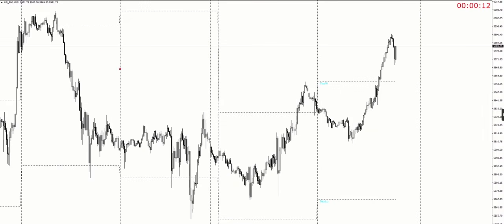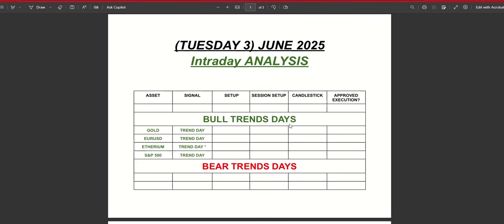Well, now let's look at what happened on S&P. Remember, we did have S&P when we were analyzing on Monday. We had 4 things that we were looking for, which is actually gold, Ethereum, Euro USD, and S&P 500. So these are the 4 we are looking for. We have already spoken about gold. Ethereum failed. USD gave the same setup as gold. And now let's look at S&P 500 quite quick.